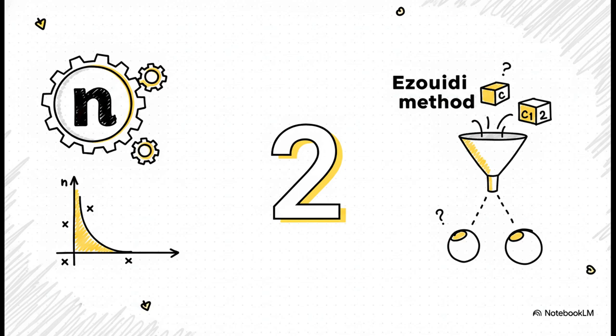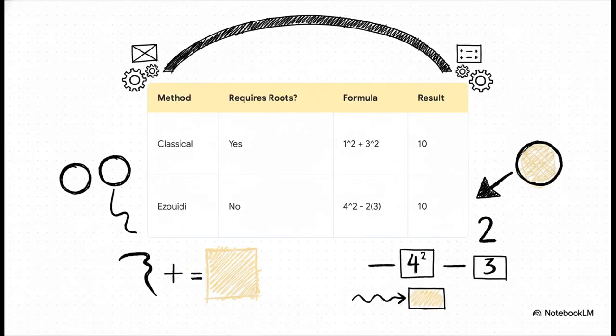Now, if you're up to speed on your algebra, you probably instantly know the roots here are 1 and 3. But let's pretend we have no idea. We're going to rely entirely on those coefficients. And this is where you really see the magic trick. The Ezouidi method uses only the coefficients 4 and 3 to effortlessly hit the exact same power sum of 10.